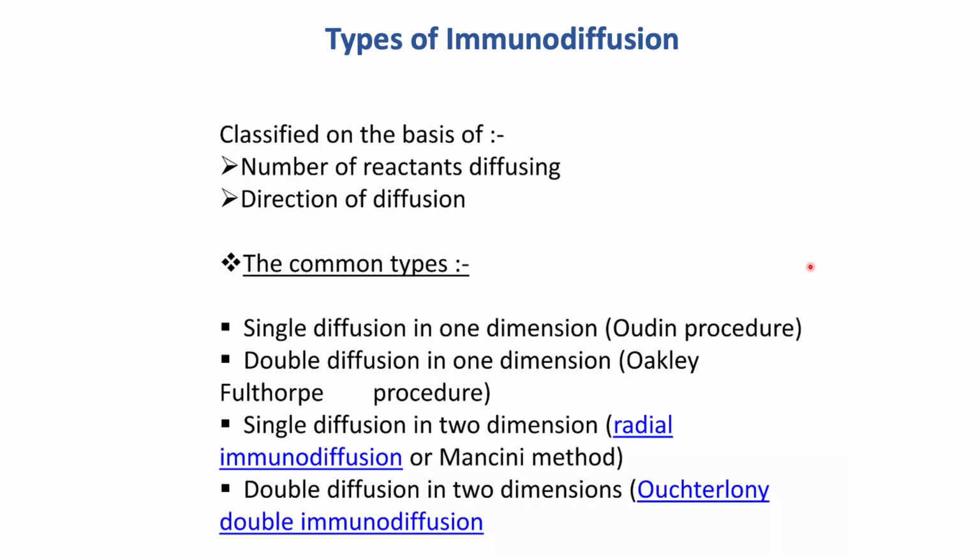There are several types of immunodiffusion, which are classified on the basis of the number of reactants that diffuse and the direction in which the diffusion happens. The common types are single diffusion in one dimension, also called the Oudin procedure, and double diffusion in one dimension, also called the Oakley-Fulthorpe procedure. There's also single diffusion in two dimensions, also called radial immunodiffusion or the Mancini method. And then there's double diffusion in two dimensions, also called Ouchterlony double immunodiffusion.